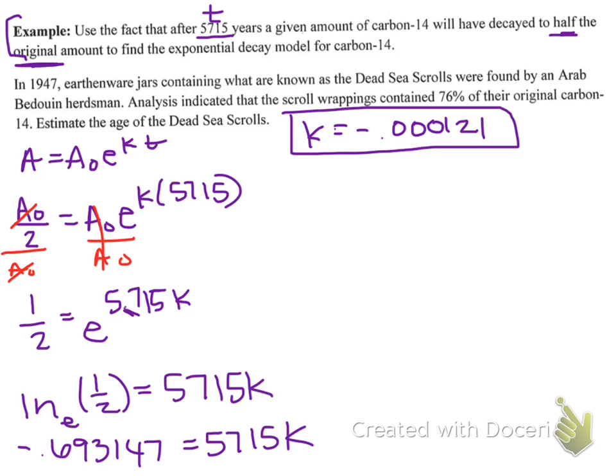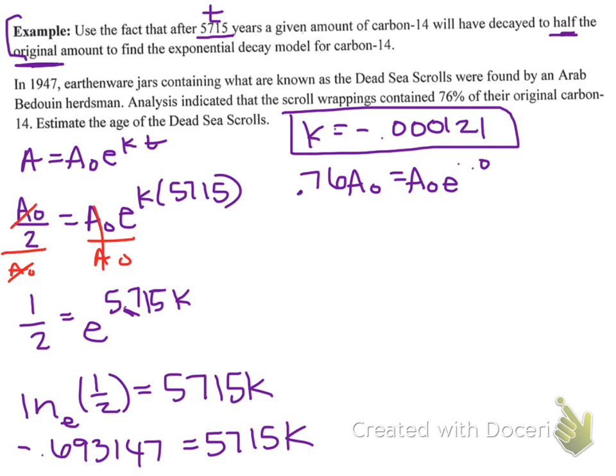It says in 1947, earthenware jars containing what are known as Dead Sea Scrolls were found by an Arab herdsman. Don't know how to say his last name. Analysts indicated that the scroll wrapping contained 76% of the original carbon-14. Estimate the age of the Dead Sea Scrolls. So again, kind of like the problem we started with, we don't know exactly how much the initial value was, but I know the ending value was 76% of the original value. So the way we would write this is 0.76 of whatever the original amount was.